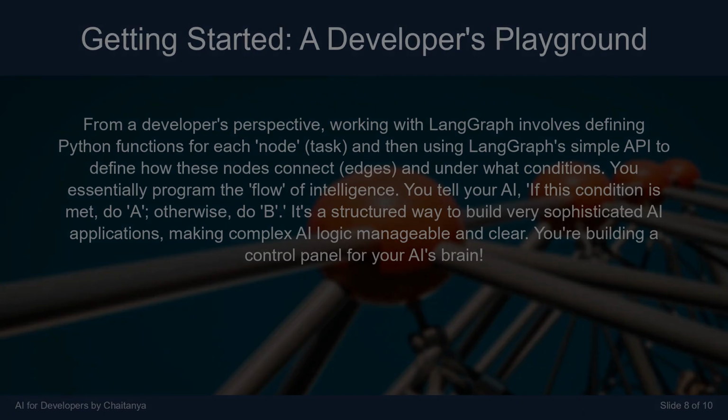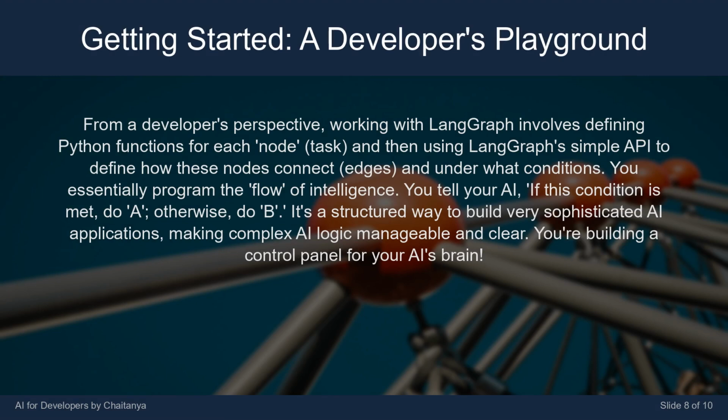From a developer's perspective, working with LangGraph involves defining Python functions for each node, task, and then using LangGraph's simple API to define how these nodes connect, edges, and under what conditions. You essentially program the flow of intelligence. You tell your AI, if this condition is met, do A, otherwise, do B. It's a structured way to build very sophisticated AI applications, making complex AI logic manageable and clear. You're building a control panel for your AI's brain.